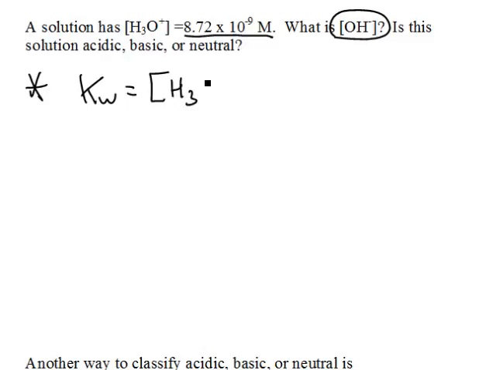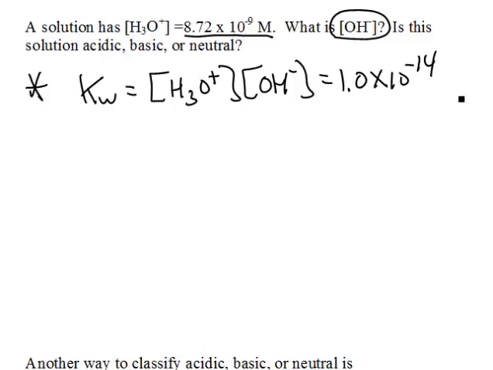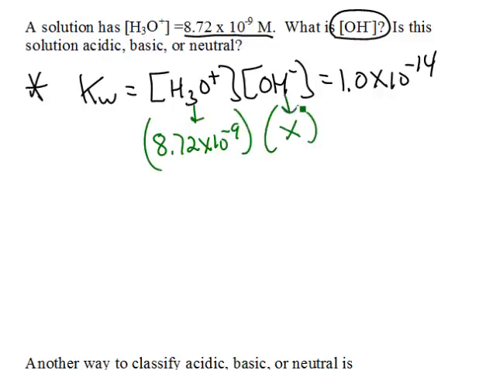Kw is always the concentration of hydronium times the concentration of hydroxide, and it's always going to equal the same constant, 1 times 10 to the negative 14. In this problem, we know that the concentration of hydronium is 8.72 times 10 to the negative 9. The concentration of hydroxide is the unknown X, and we know when hydronium and hydroxide are multiplied, they equal 1 times 10 to the negative 14.